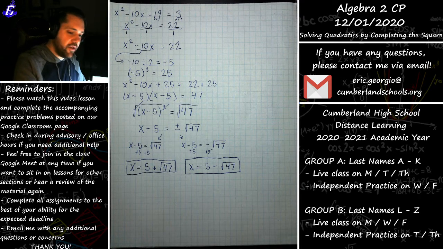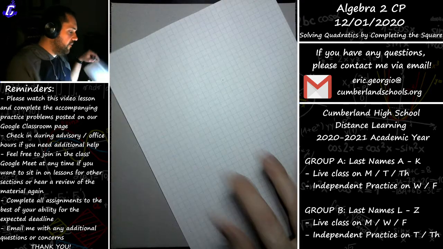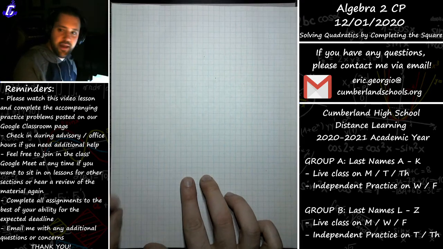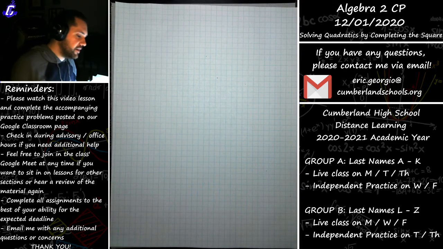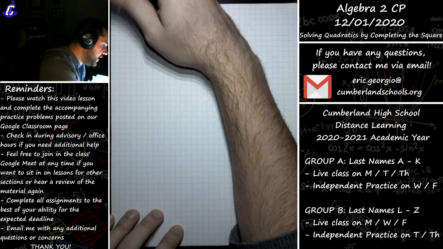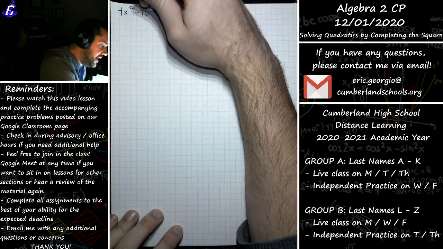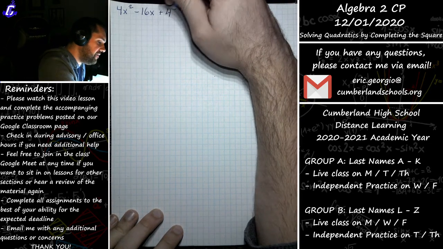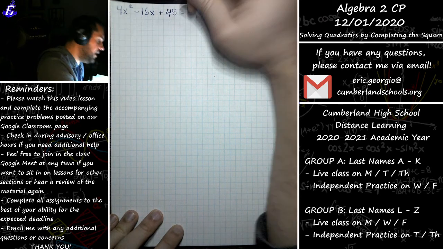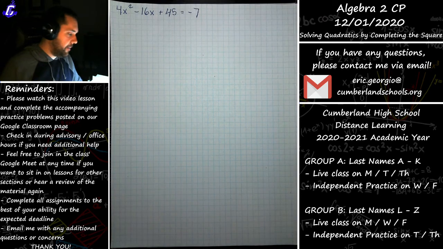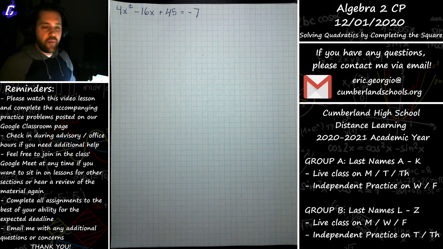We'll do a couple more just so you can get used to seeing problems that may not have integer solutions like that. Okay, consider something like this. What if I had 4x squared minus 16x plus 45 is equal to negative 7? I asked you to solve by completing the square. Stick to our process, right?